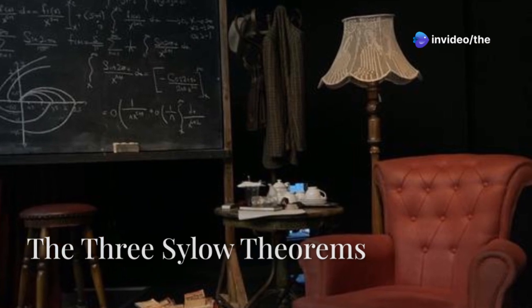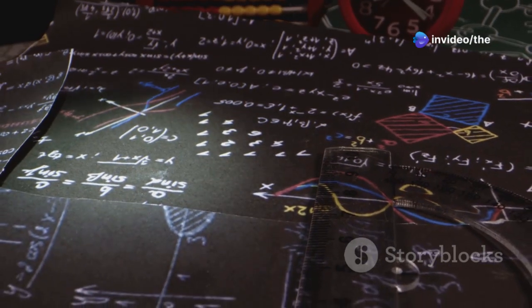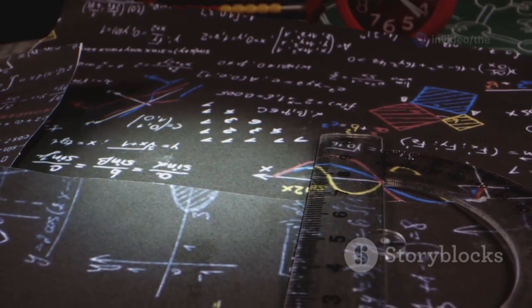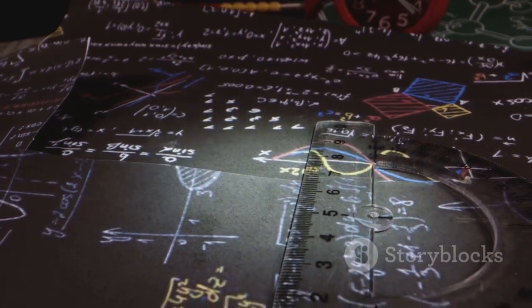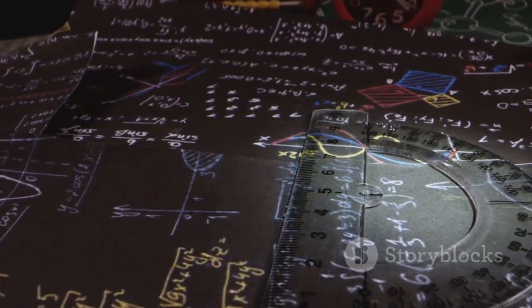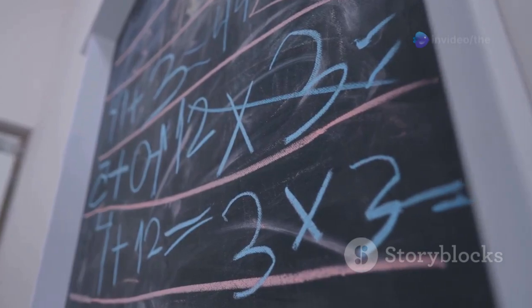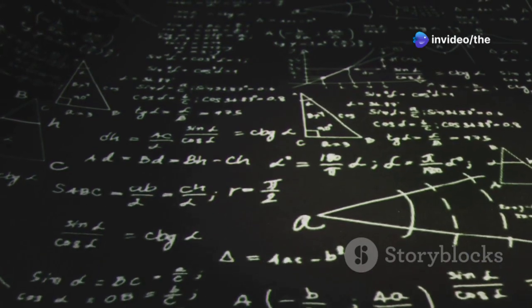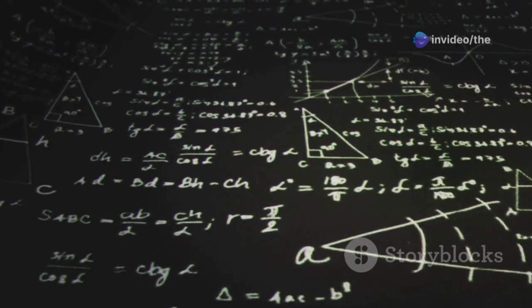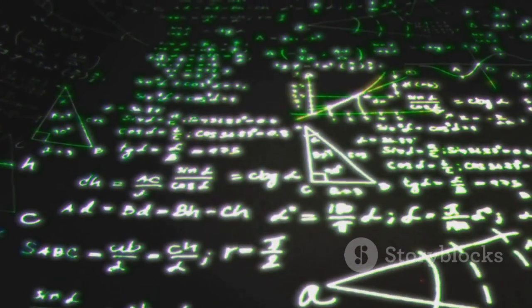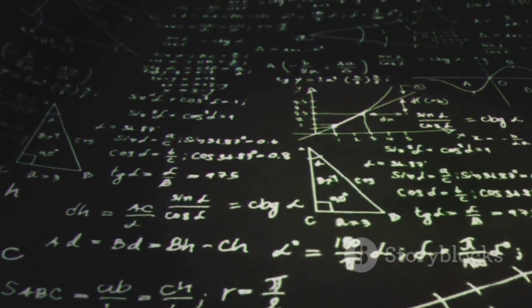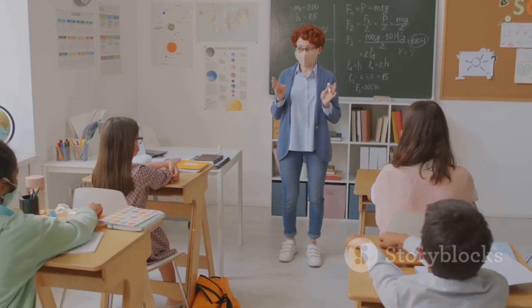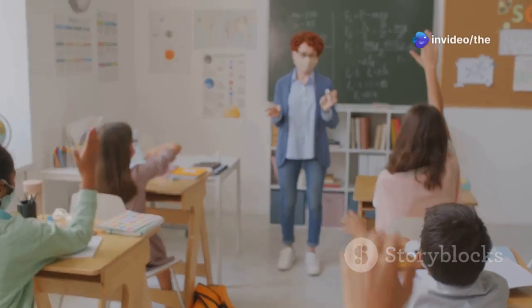Alright, let's meet the three Sylow theorems. Here they are. First Sylow theorem: if G is a finite group and p is a prime dividing the order of G, then G has at least one Sylow p-subgroup. Second Sylow theorem: all Sylow p-subgroups of G are conjugate to each other. Third Sylow theorem: the number of Sylow p-subgroups divides the order of G and is congruent to 1 modulo p. Don't worry if this sounds a bit abstract right now. We'll unpack each theorem with examples and visuals.